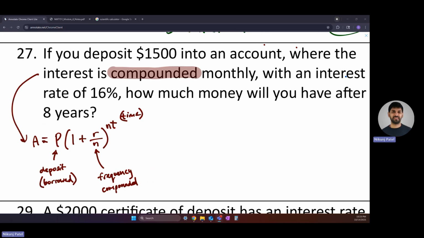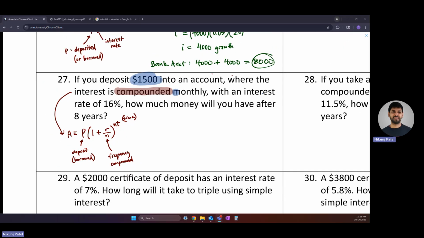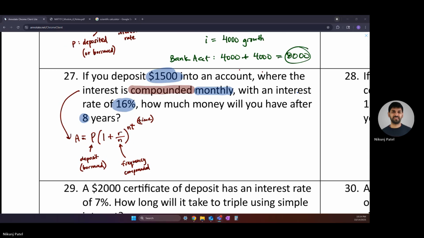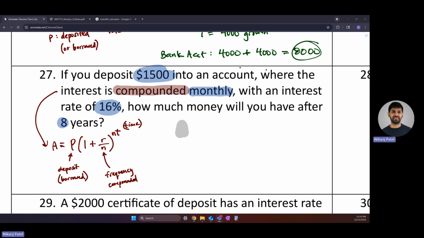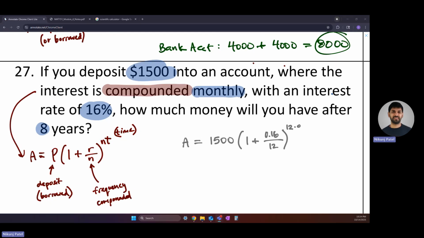So now looking through the various parts of the problem, we've got 1500 was deposited. It's compounded monthly. Interest rate is 16%, and 8 years is the time period. So when we fill this formula out, it should look like A equals, first off, P is 1500, and then we should have 1 plus R over N. R is going to be our 16% divided by 100, so that's 0.16. N is the compounded frequency. If it's monthly, it's a 12 since there's 12 months in a year. And then N times T, that would be 12 times 8.